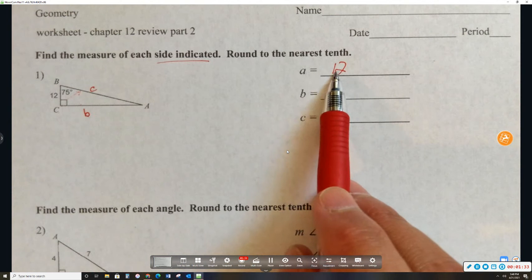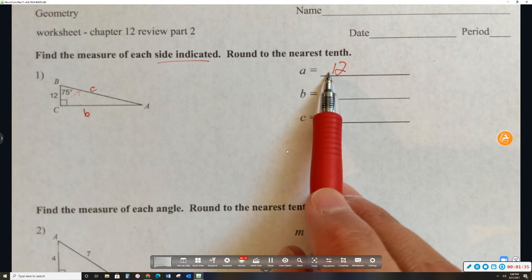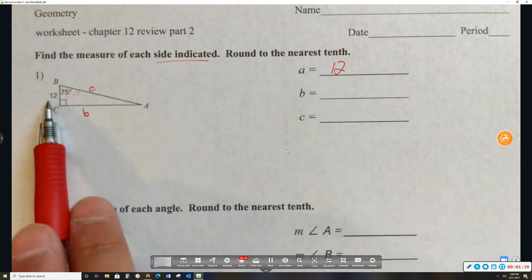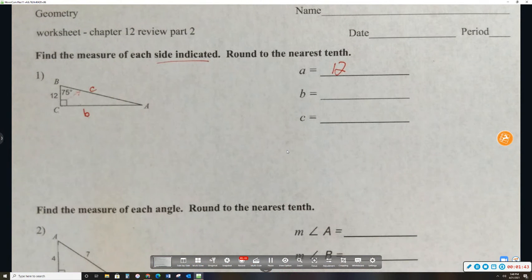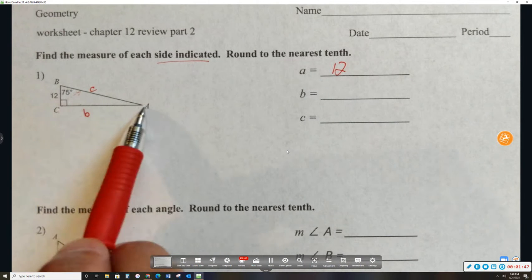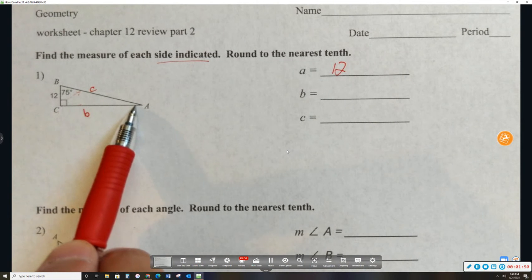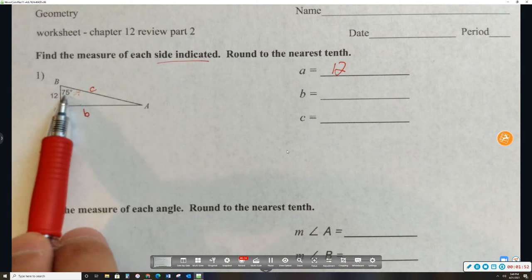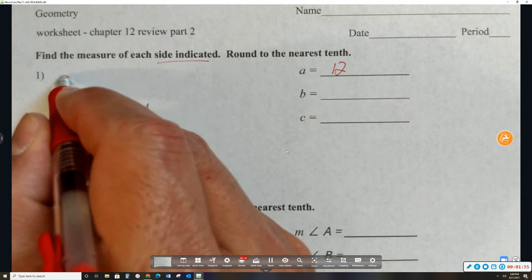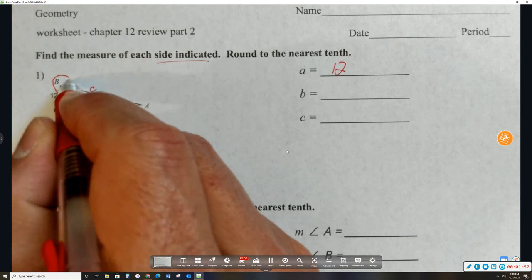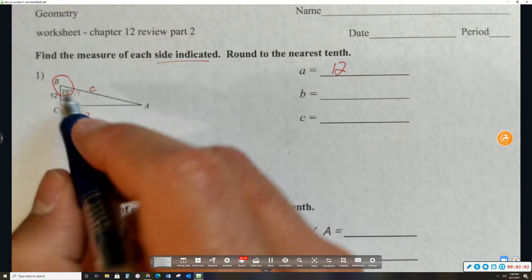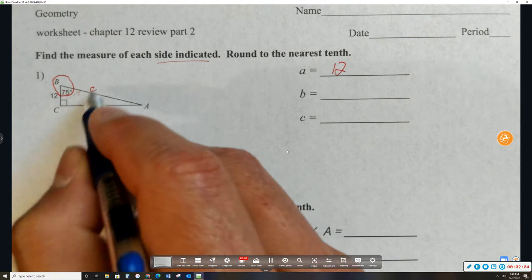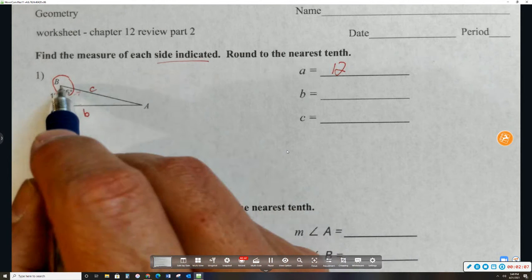Okay, and that tells me one of my measures, and I also know what letter it is. Here it says A is 12, so I know that's 12. Then we have to identify which one of the acute angles we want to work with. Generally, I choose A, but I have no information here for A. I do have the measurement of B up here, so I'm going to choose B and use B as our target angle, and then we're going to name the sides according to angle B.